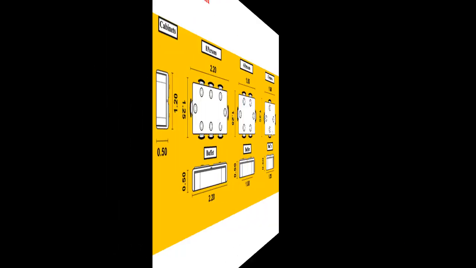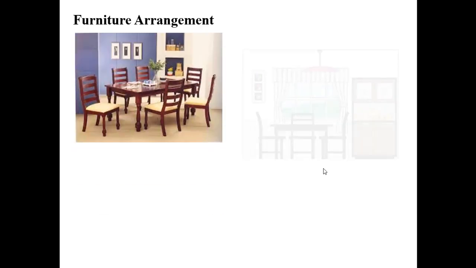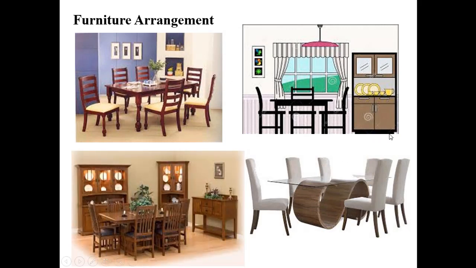Dining room. These are the main devices or furniture in a dining room. Cabinets here and here is the table for 8 persons, 6 persons and 4 persons. Also, you must keep in mind the minimum dimension or standard dimension for each one. This is a buffet for 8 persons, buffet for 6 persons, buffet for 4 persons. Okay? How to arrange, as we see here, these are the different types of tables with buffets and so on.